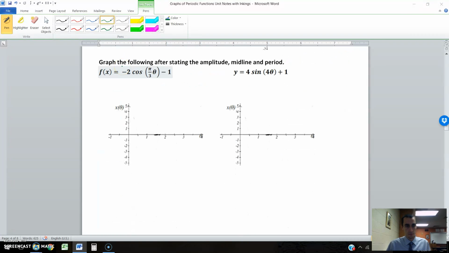Next up, 2 at the bottom. We need to graph the following after stating the amplitude, midline, and period. So let's state the amplitude. It's the absolute value of negative 2, which is 2. The midline is y equals negative 1. And then the period, which is 2 pi over 3.